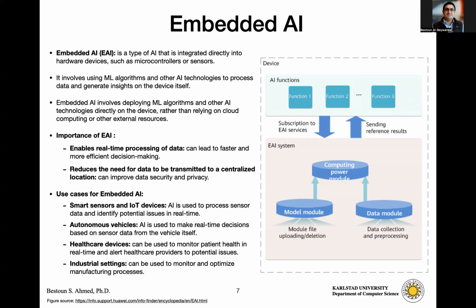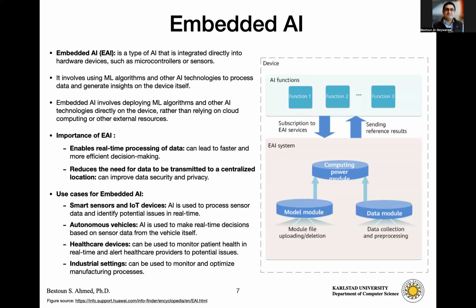Another thing which is very important nowadays is embedded AI. Embedded AI is just a kind of AI integrated directly into a hardware device, so microcontrollers or sensors. It is just smaller scale. Sometimes they call it tiny ML, not AutoML, but tiny ML is also a kind of embedded AI. So you can see that here you have the device, you have AI functionalities, and then this goes to the computing power module, and then you have the data module and the model module.